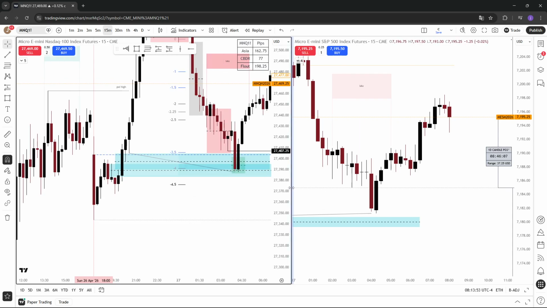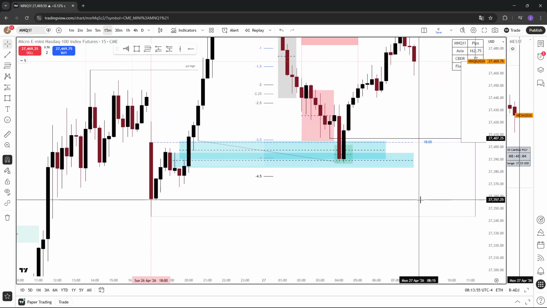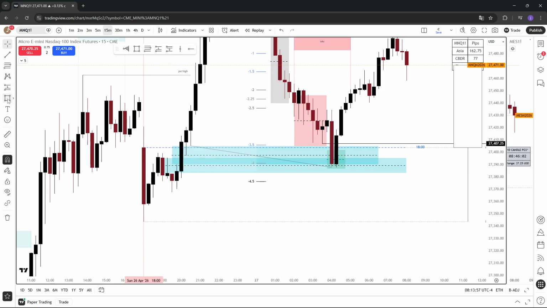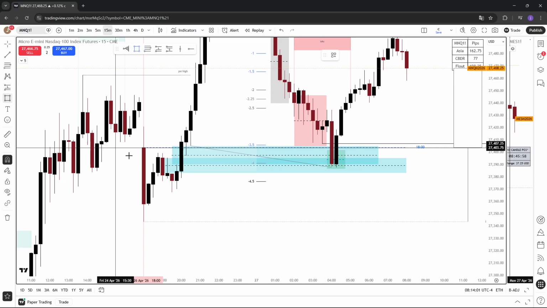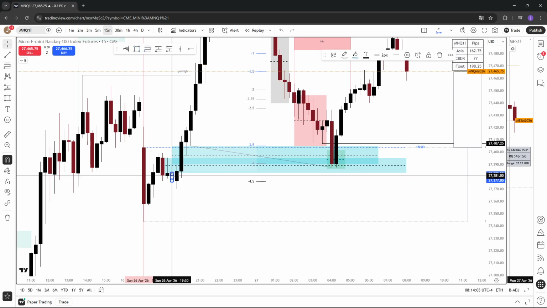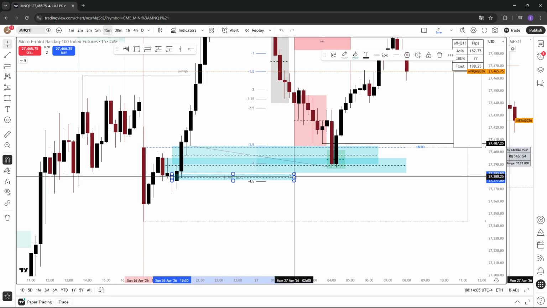Let's go down. Bam, we know we have this SMT. Let's go down, what can we see? We have another order block right here. Okay, that eventually didn't get tapped, but you could have used this as well for the max. Nah, not really.